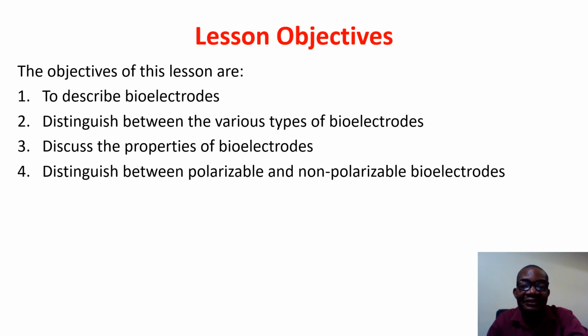So, what are the objectives of this lesson? The first objective is to describe bioelectrodes. The second objective is to distinguish between the various types of bioelectrodes. The third objective is to discuss the properties of bioelectrodes, while the fourth objective is to distinguish between polarizable and non-polarizable bioelectrodes.